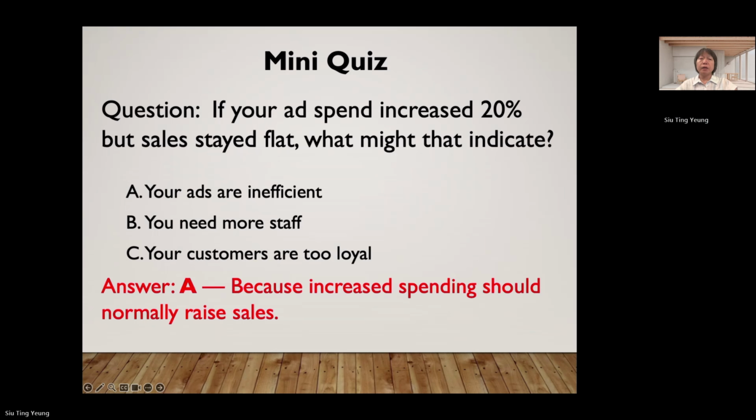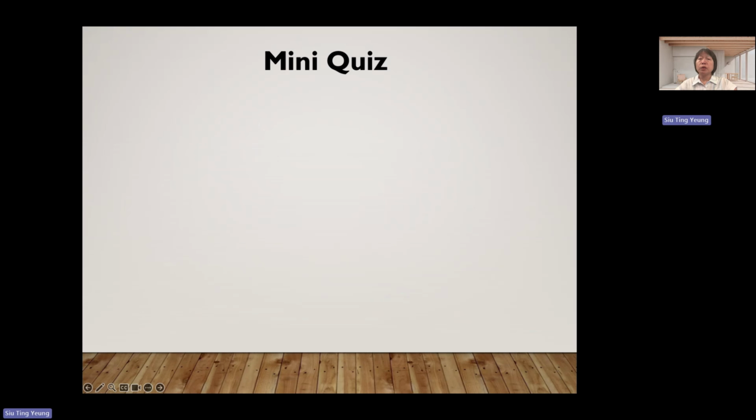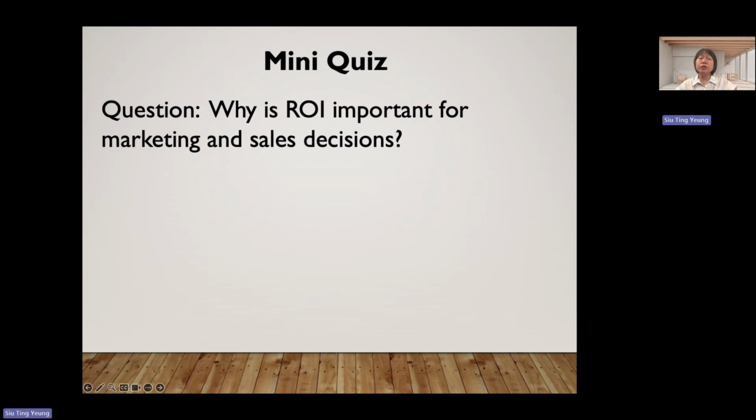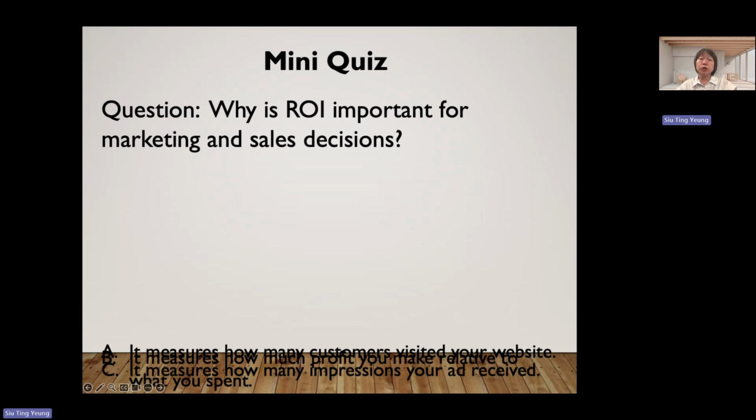Yeah. The answer is A. Your ads are inefficient, because increased spending should normally raise sales, right? So we have the second mini quiz for you. The question is, why is ROI important for marketing and sales decisions? What do you think is the answer?